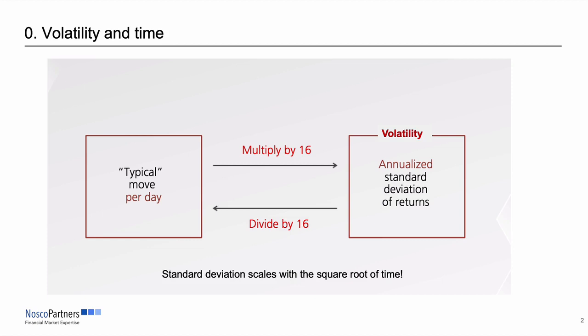So going back to the example with having a 2-month volatility which is 20%, that means over these 2 months, the typical move per day was 20% divided by 16, which is 1.25%. But this is probably no news for you.